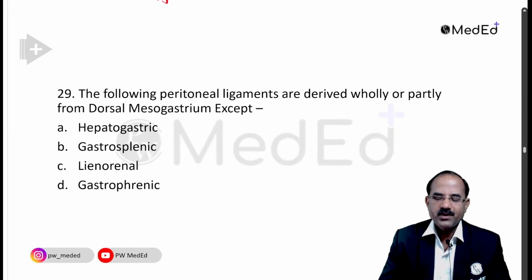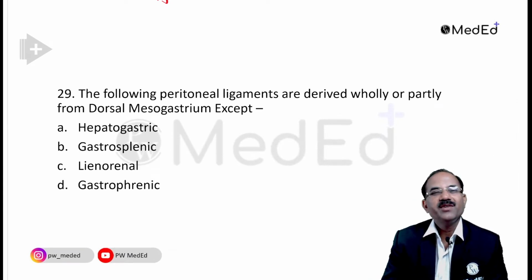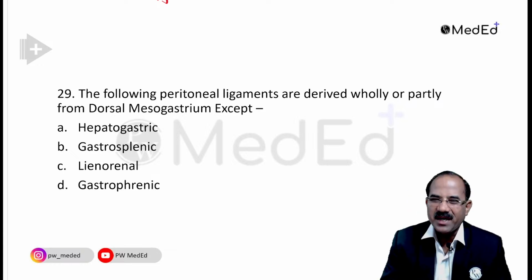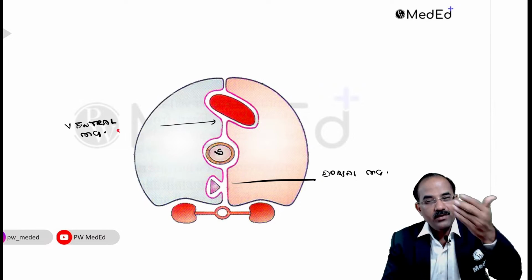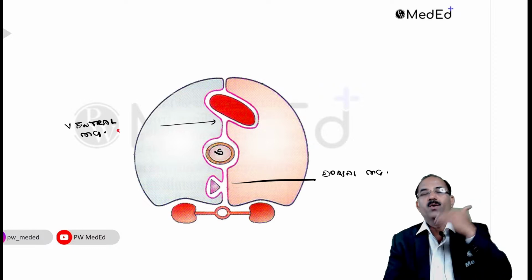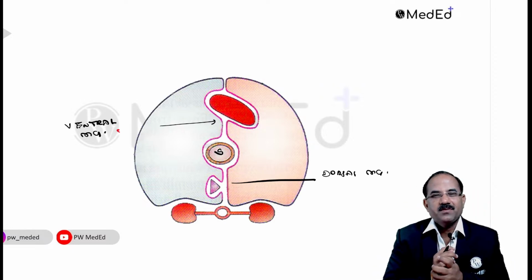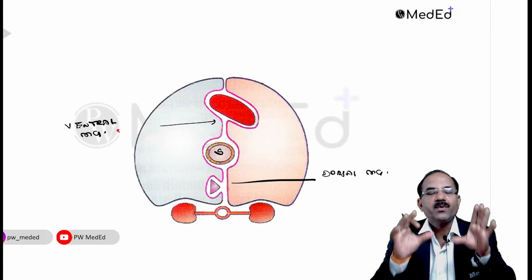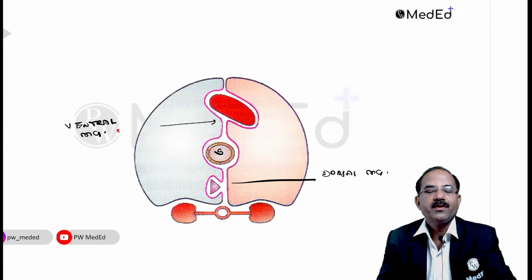The following peritoneal ligaments are derived wholly or partially from the dorsal mesogastrium except, okay, from the stomach to the anterior abdominal wall, that's the ventral mesogastrium. From the stomach to the posterior abdominal wall, that's the dorsal mesogastrium. Now, what develops in the ventral mesogastrium? Students, the liver. The liver grows in the ventral mesogastrium.